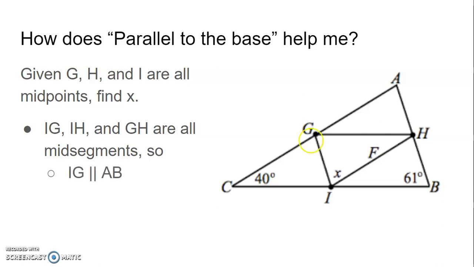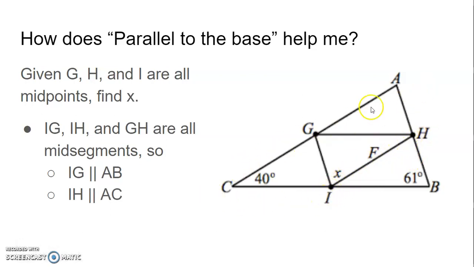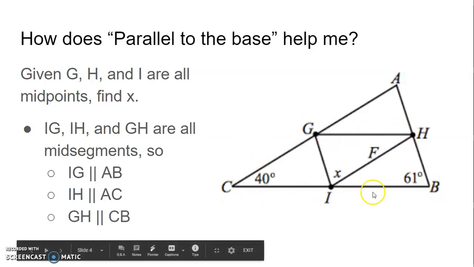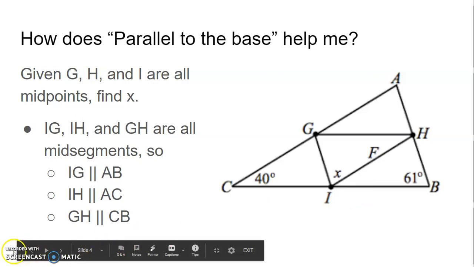So because of that, I end up with lots of parallel lines. IG is going to be parallel to AB. Also, IH is going to be parallel to AC, and finally you can see that GH, the more obvious one, is going to be parallel to CB. So there are three bases. All three sides could be a base. Now, how does that actually help me?